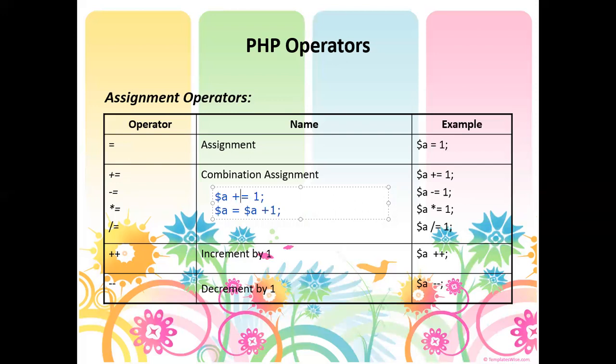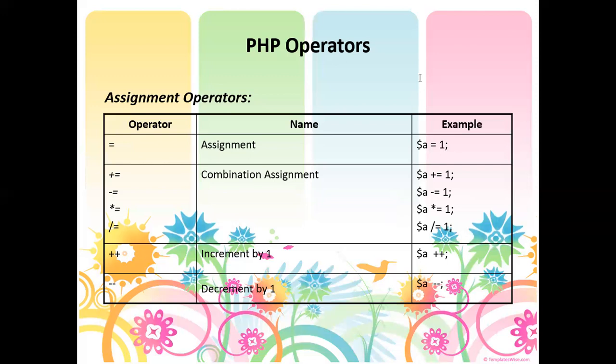In the same way, there's also asterisk. So it's the same as $A times 1. So that's what it means when you use the combination assignment operators. It's like a shorthand way of doing the calculation.